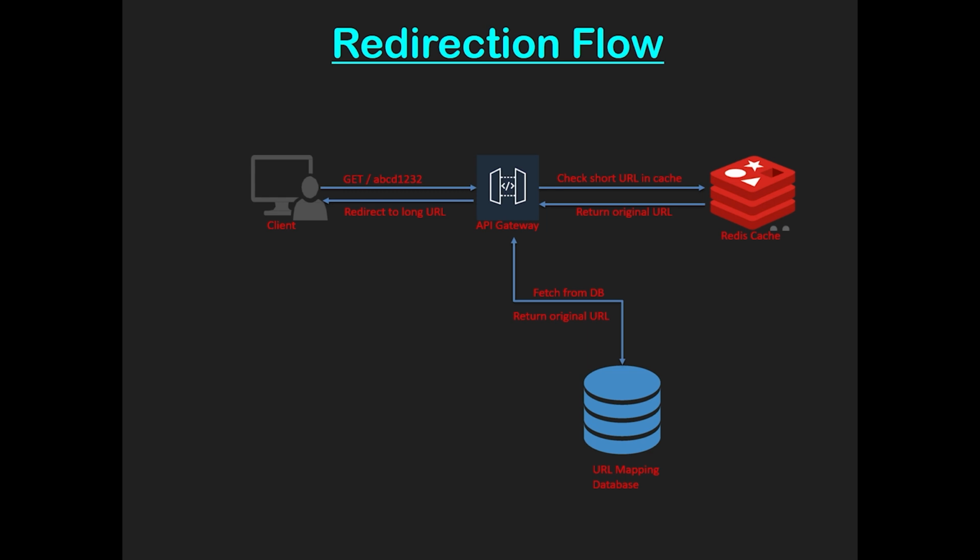If you want a permanent redirect, then use 301. But once you do, the browser will never ask again. And that's a commitment from the browser. A quick recap: the client hits GET ABC1232, then the gateway checks Redis, if miss, then falls back to the database, and then updates Redis. Then the gateway returns a 302 and it redirects to the long URL. Simple, fast, cache first, and flexible.